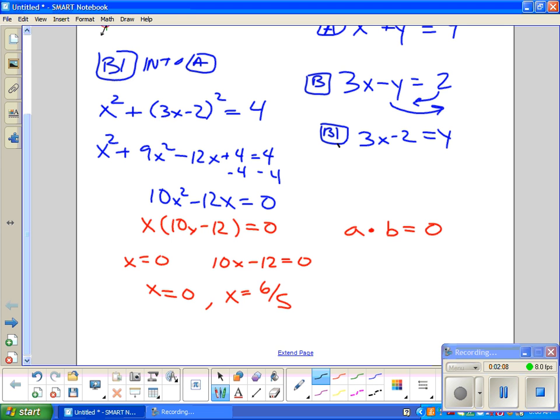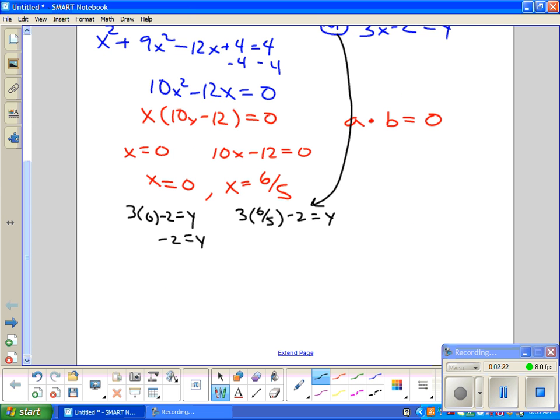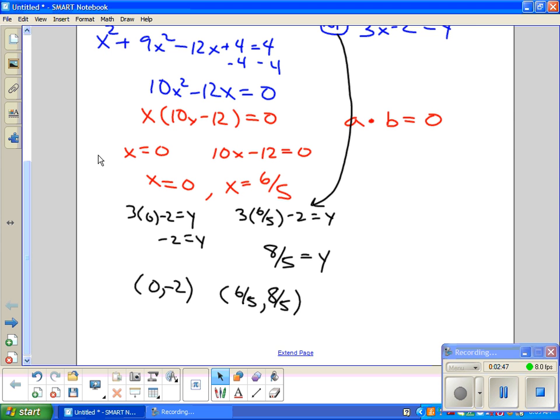Well, I'll use B1 down here. And I'll put 3 times 0 minus 2 equals y, which is -2. And here I get 3 times 6/5 minus 2 equals y. 18/5 minus 2, 18/5 minus 12/5, 6/5. Again, is that right? 8/5. That's what I meant, because 2 is not 12/5, it's 10/5. I was just checking it. What a lie, right? All right. And the answers are 0, -2, and 6/5, comma 8/5. Now, those are the two ordered pairs.